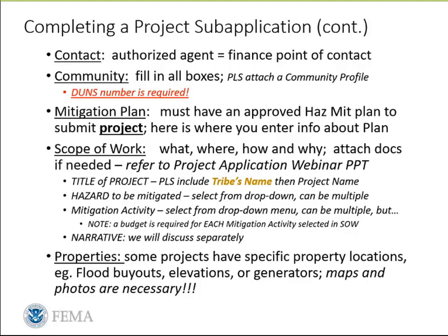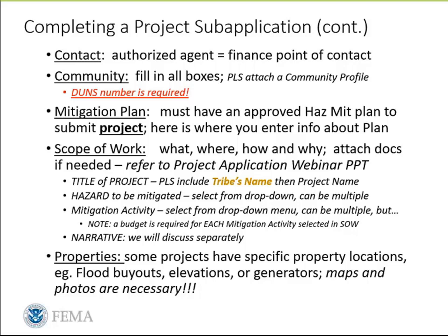So the first several questions in the scope of work section are title of the project, and here we kindly ask you to include the tribe's name and then the project name. I know that seems a bit redundant, but remember, we're getting grant applications and sub-applications from literally hundreds of different local government, state government agency, and tribal agencies and territories. It's just really helpful to make sure that your name is up there attached to that particular sub-application.